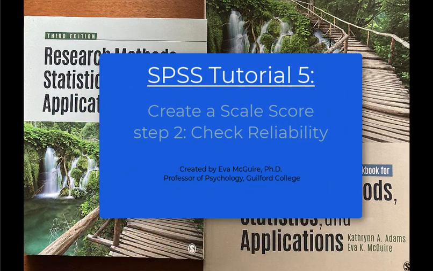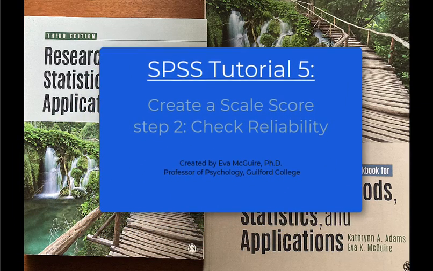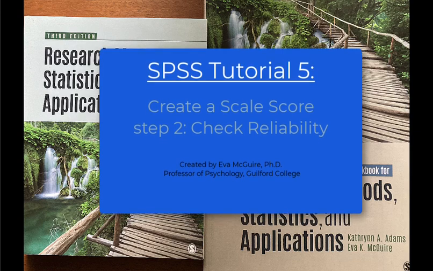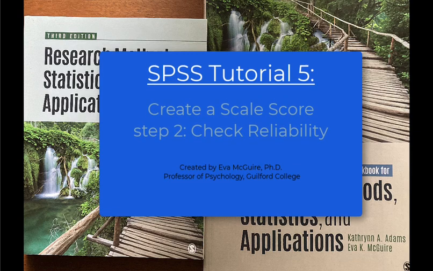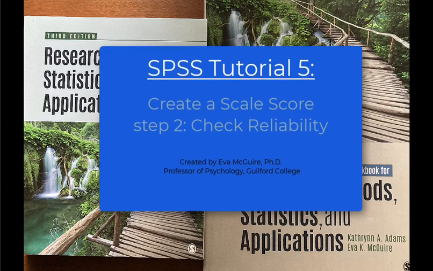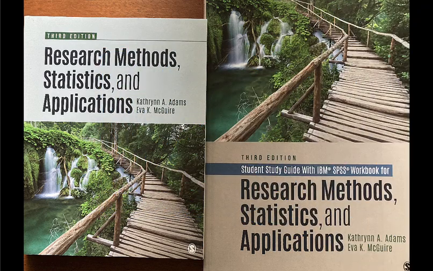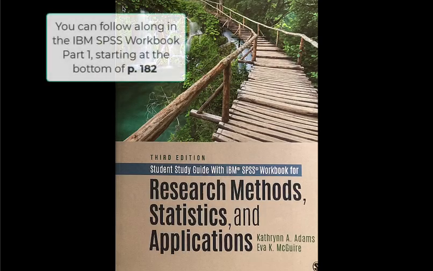This is the 5th companion video for the Research Methods, Statistics, and Application textbooks. In this video, we will continue to talk about how to create a scale score, and we will focus on step 2, checking the reliability of your scale.